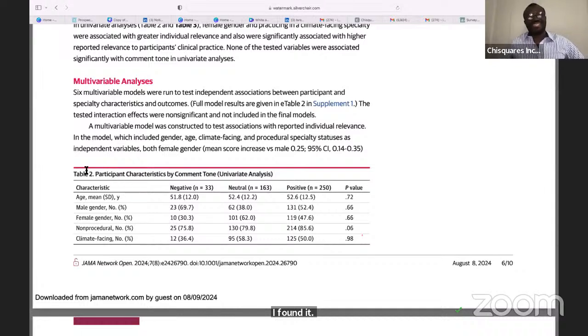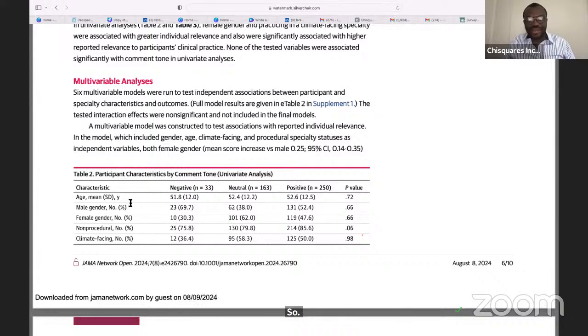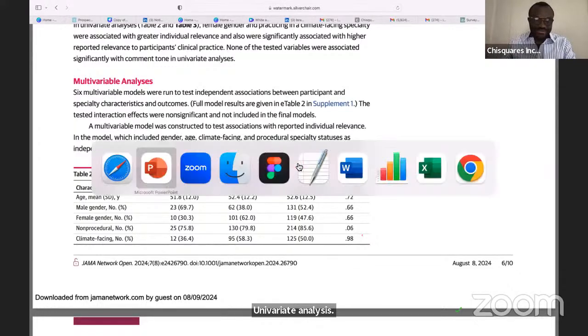This table 2 says participant characteristics by comment tone. Forget about the context; what we want to focus on is this table. They look at each characteristic and compare across the 3 groups: neutral, negative, and positive. Then they have a p-value for those comparisons. And interestingly enough, they call this univariate analysis.